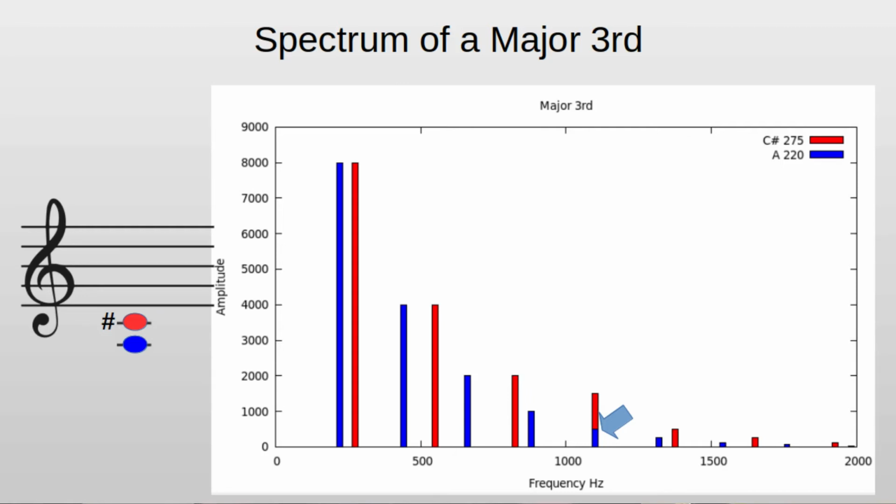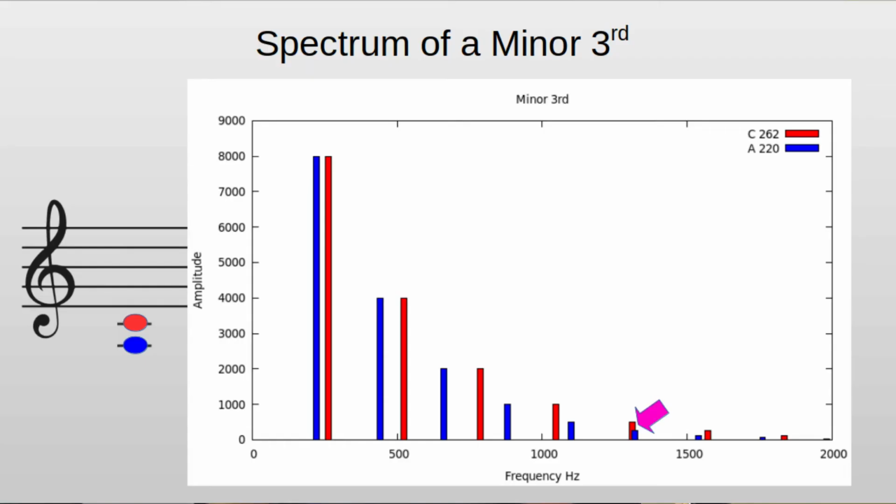So a major third is 1/3 of the way musically up the octave. And again, you see some overlap up in the upper harmonics, but not as much as with the fifth. And that's, at least when I listen to the third, it doesn't sound quite as consonant as the perfect fifth.